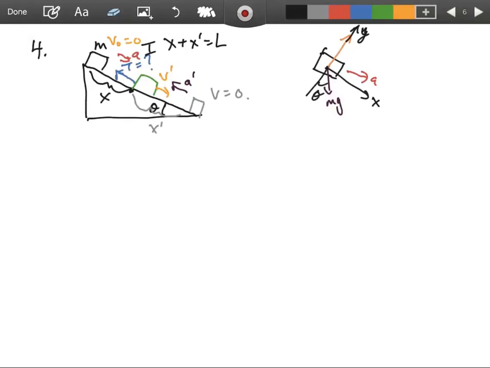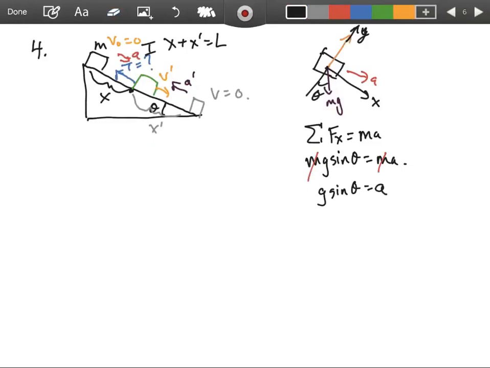So for this guy, since I only want the acceleration a, which only points in the x direction, I'm just going to use the sum of the forces in the x direction since there's no friction. So I'd say the sum of the forces in my x direction is equal to ma. The only force in that direction is going to be mg sine theta, which is then equal to ma. So in this case, my m's are going to cancel. So that tells me that my initial acceleration is just g sine theta. So this is my acceleration a.